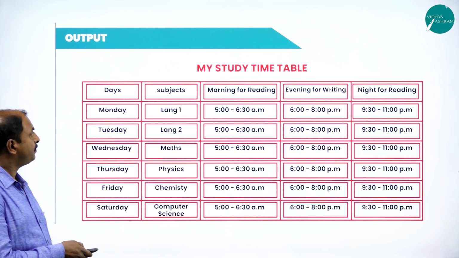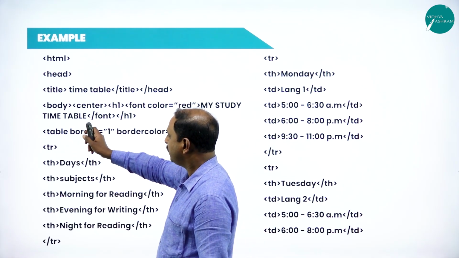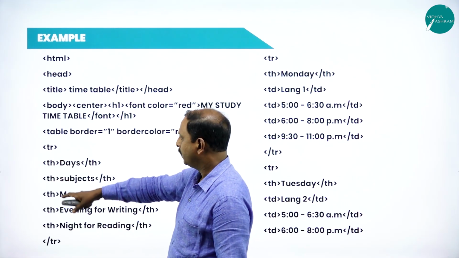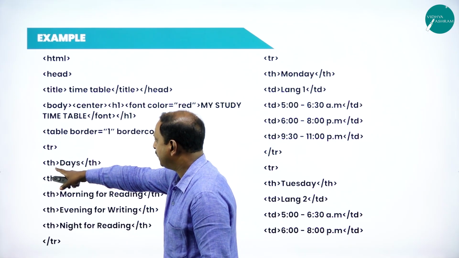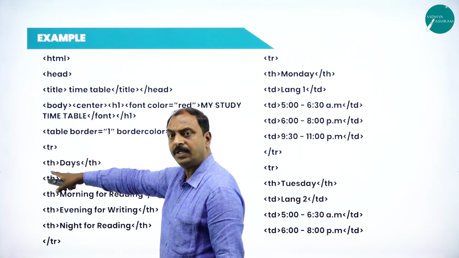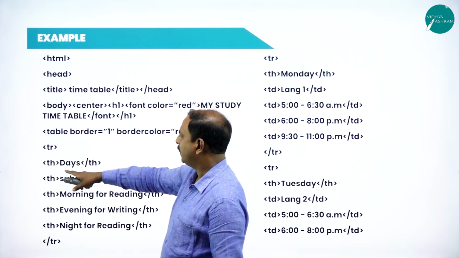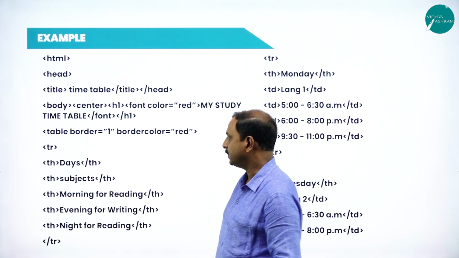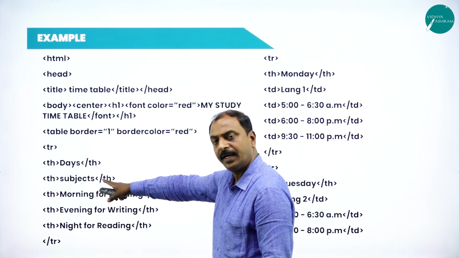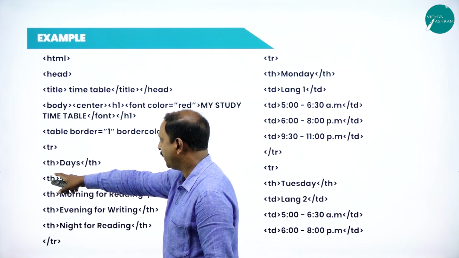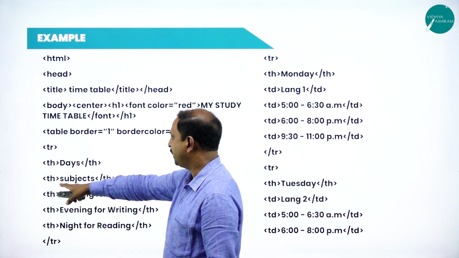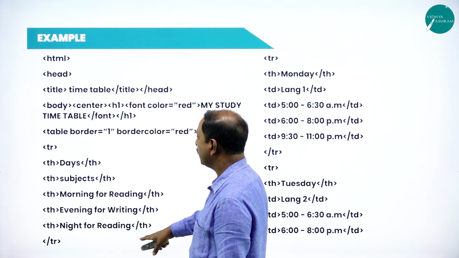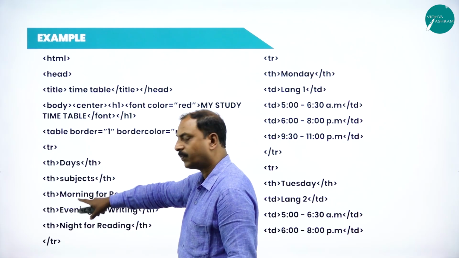Now let us see the program. Now this is table. Inside that, as I told you just now, TR. This TR stands for the first row. In the first row, inside that we have the TH tag. TH stands for table heading, so whatever text we use with TH appears a little bold as compared to normal letters, so that it appears as a table heading. So TH for table heading: days, closing TH, again TH, subjects, morning for reading, evening for writing, and night for reading. These are the information, or the number of columns in a table.